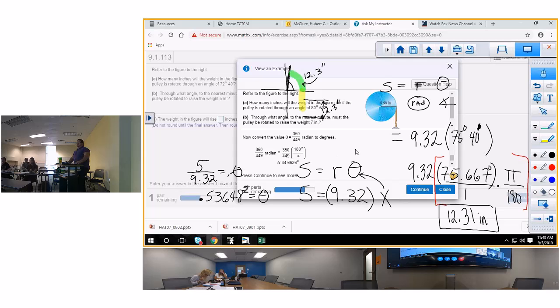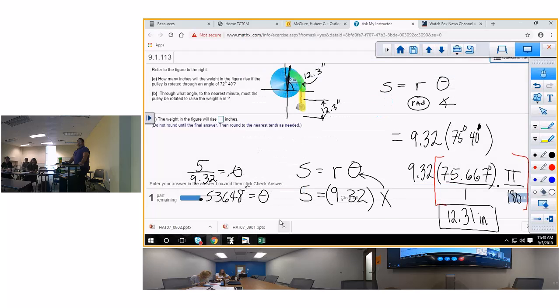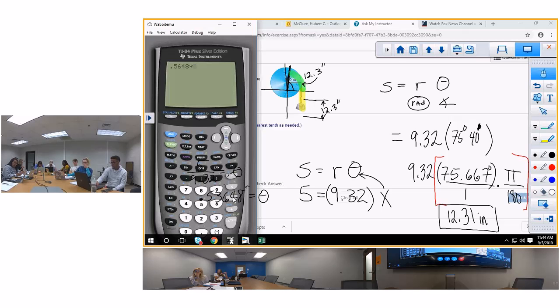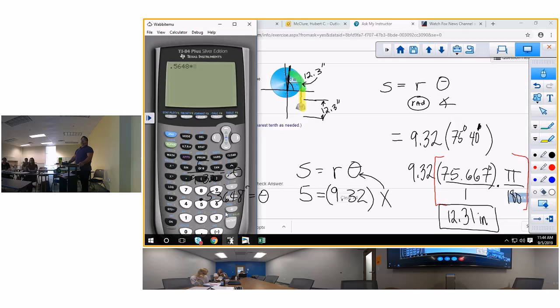Okay, so multiply it by 180 over pi. Somebody do that for me. I'll do it. Multiply by 180 over pi. So we're going to take 0.53648. Got to turn the thing on. Sorry. 0.53648. And we're going to multiply that by, let's see, would it be pi over 180 or 180 over pi? 180 over pi, right?